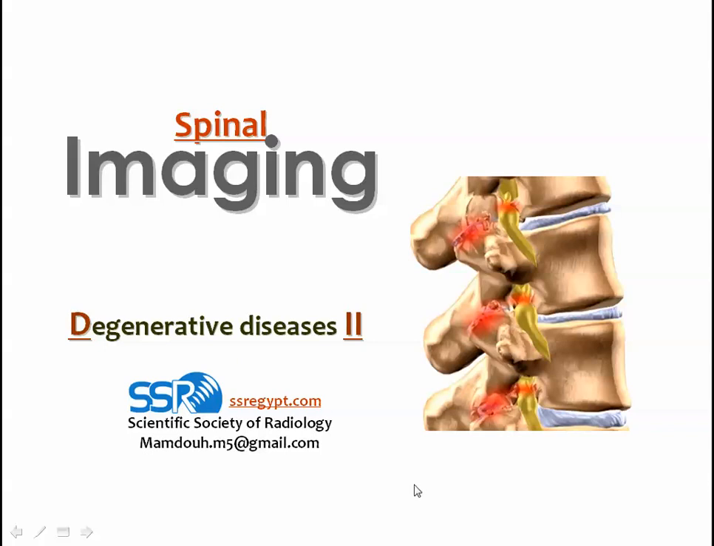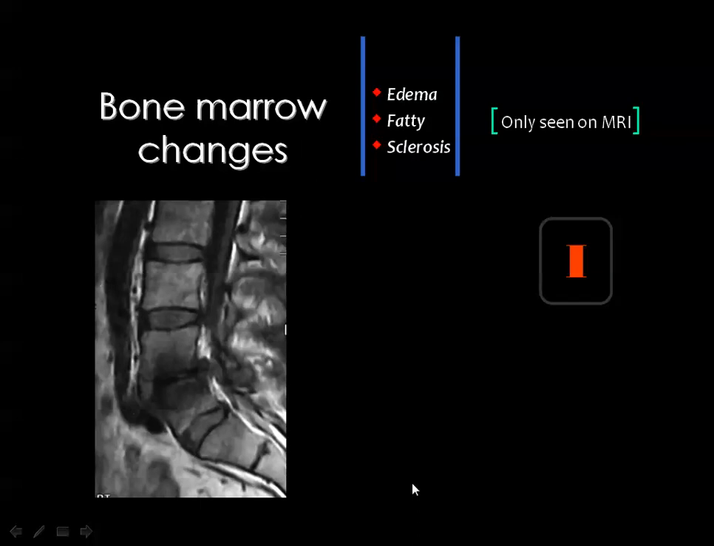and the disc sequestration. Then we came to the third issue, which is the bone marrow abnormalities, and we have 3 types of bone marrow abnormalities: bone marrow edema, bone marrow fatty degeneration, and bone sclerosis. And you know that MRI is one of the best ways to assess bone marrow abnormalities. Plain X-ray and CT are not able to see the bone marrow, but MRI is good for this particular issue.